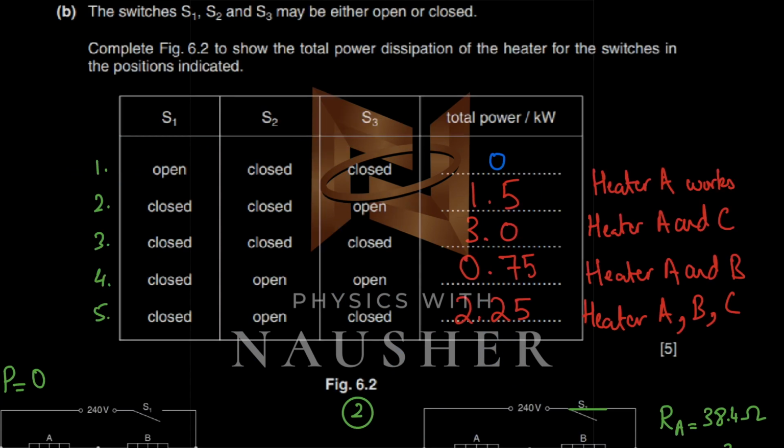Now let's discuss part B. I'm going to solve each part one by one and show you the circuit for each part. So the first line is number 1. Switch 1 is open, switch 2 is closed, switch 3 is closed.